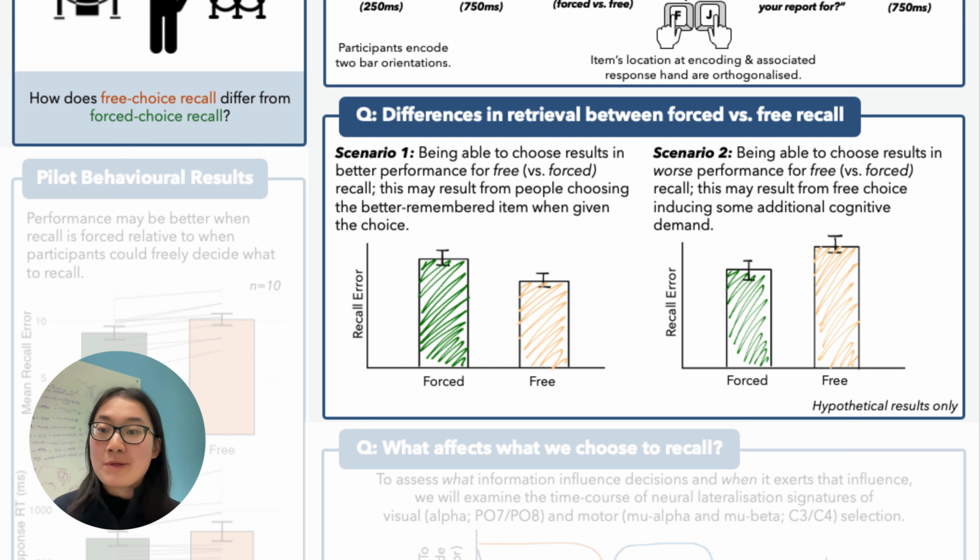The first question we want to ask is about the differences in retrieval between when recall is forced versus when people have a free choice over what to recall. In a first hypothetical scenario, being able to choose what to recall could result in lower recall error compared to forced recall, which might happen if, when given the choice, people tend to choose to recall the better remembered item. On the other hand, free choice might result in higher recall error than forced recall, which could happen if the element of choice induces some additional cognitive demands.